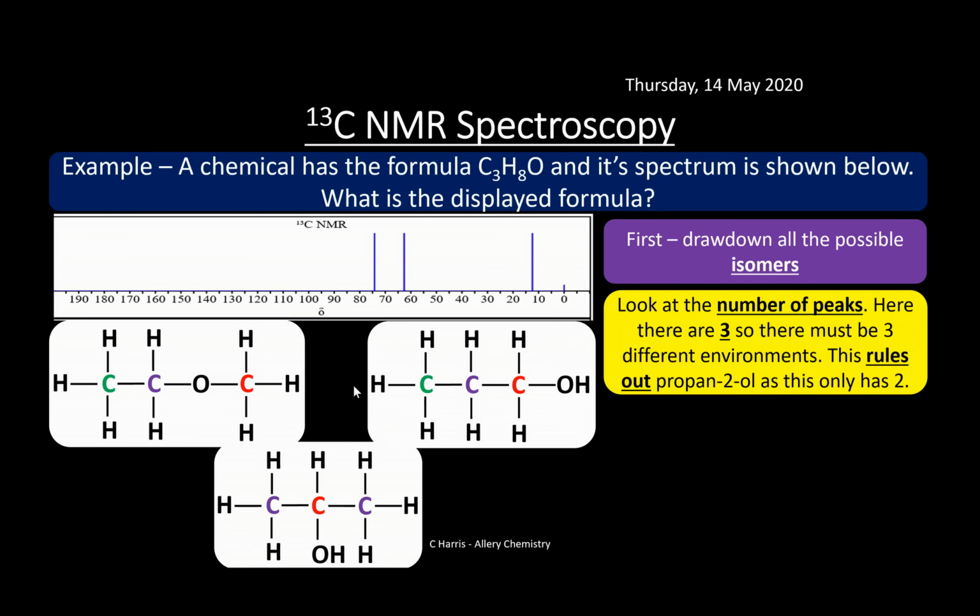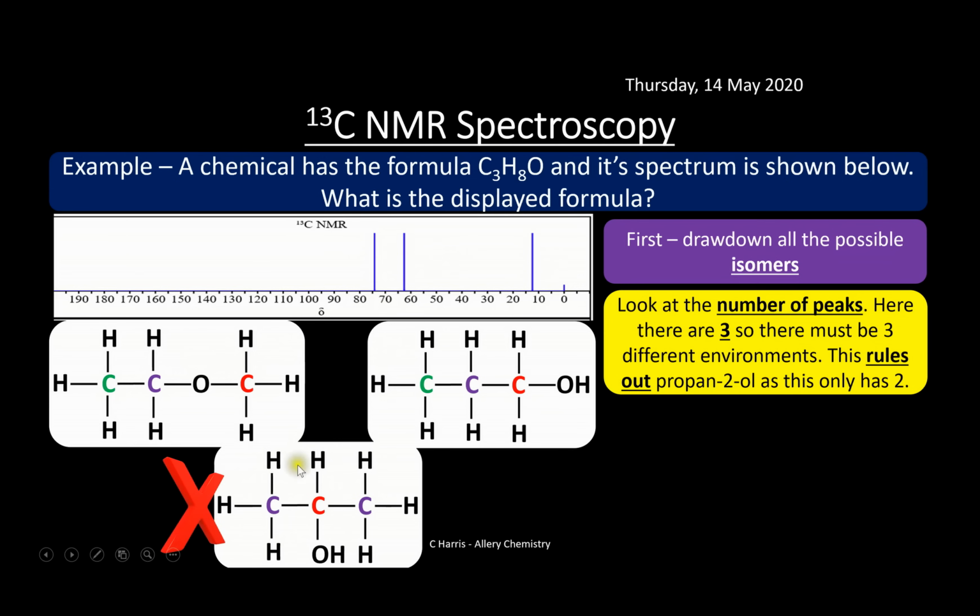So then what we have to do is we look at the number of peaks, and you can see in this spectrum we've got 3 peaks. So this means that we must have 3 different environments. So this rules out propan-2-ol, as this only has 2 environments. So let's have a look. That one there. Okay, so you can see here I've color coded them, but you can see there's only 2 environments in here.